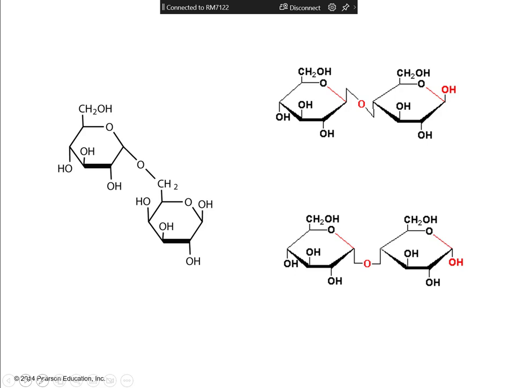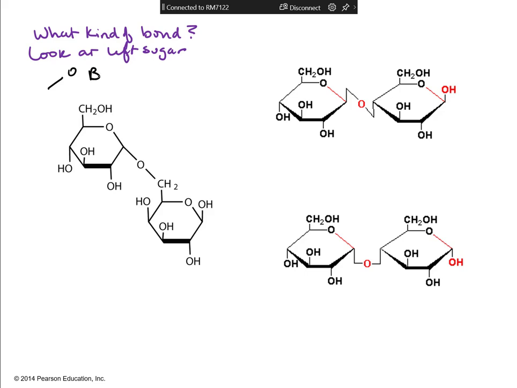So the trick is, remember, look at the left sugar, because the left sugar is always going to be where your carbon 1 is. So look at the left sugar. If the angle coming off to the oxygen is up, that's what? Up is beta. If it's coming down, then it's alpha. Then figure out which carbons are being connected. So you just number them.